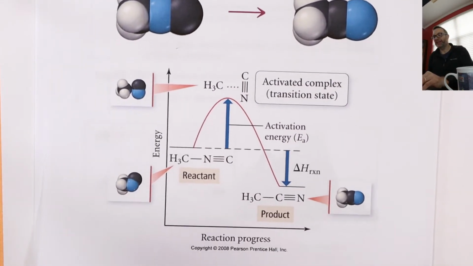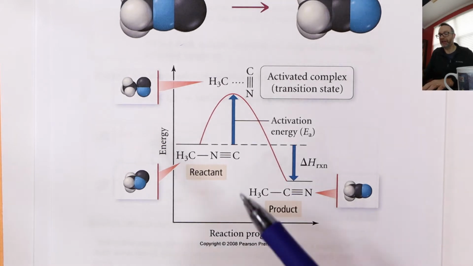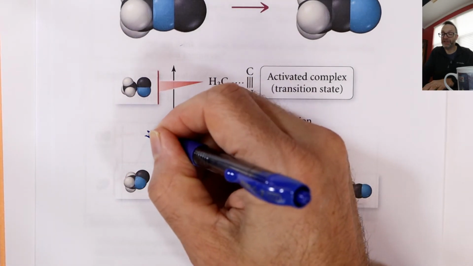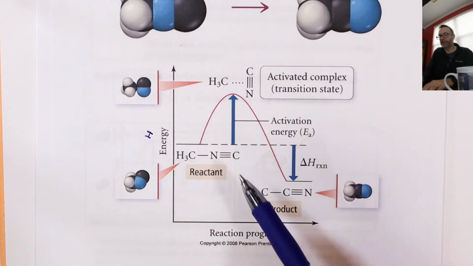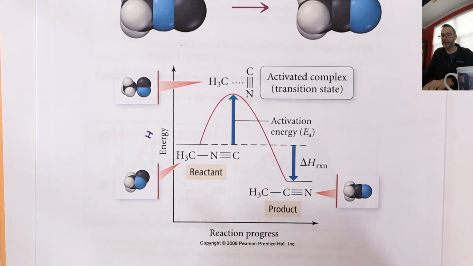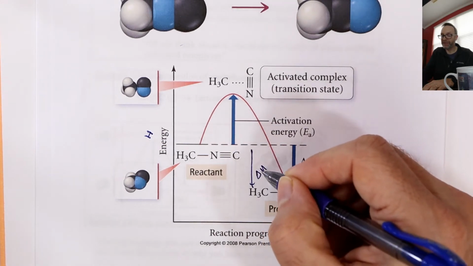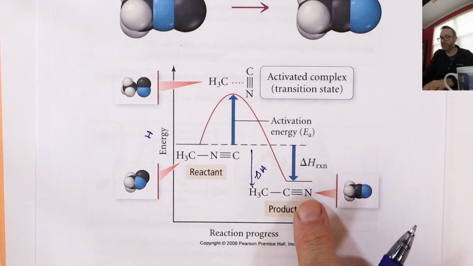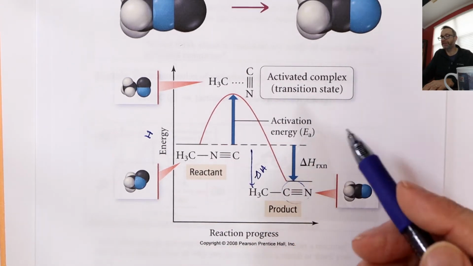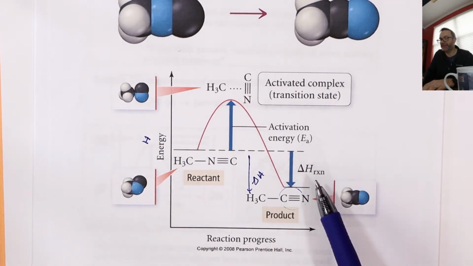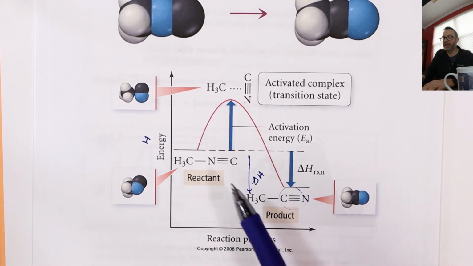So that's what we see in terms of energy here. Here's our reactant. Now this is an enthalpy diagram. So remember, higher is less stable, lower is more stable, right? That'll be a delta H like we see in thermochemistry. So minus delta H means more stable products. So the cyanide, in its correct orientation, is more stable. So that's delta H reaction, okay?